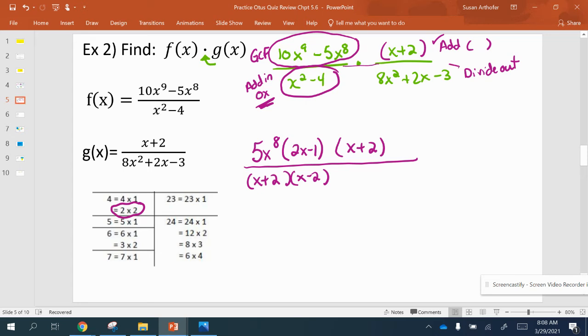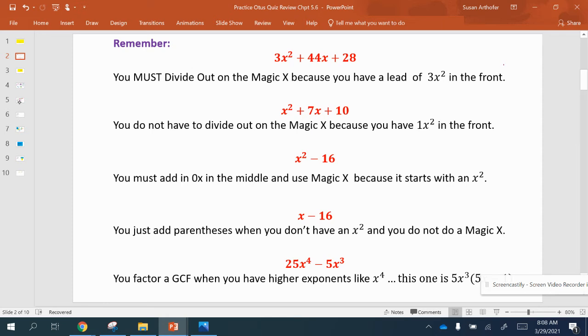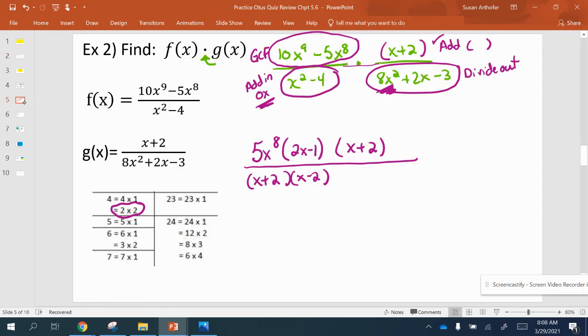Okay, then we're going to do the bottom one over here. We have to divide out. How do we know that? Because it has an 8x squared in the front. Just like this sheet says, you must divide out. On this one, it had a 3x squared in the front, right? So I'm just going to write the whole problem over here if my pen will write. So I have some room. Multiply front and back is 8 times -3 is -24. So it gives me a 24 negative with a positive 2.